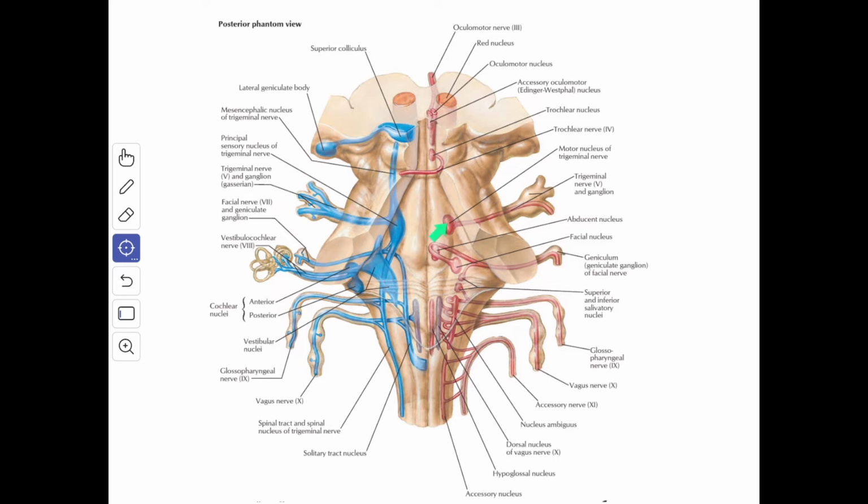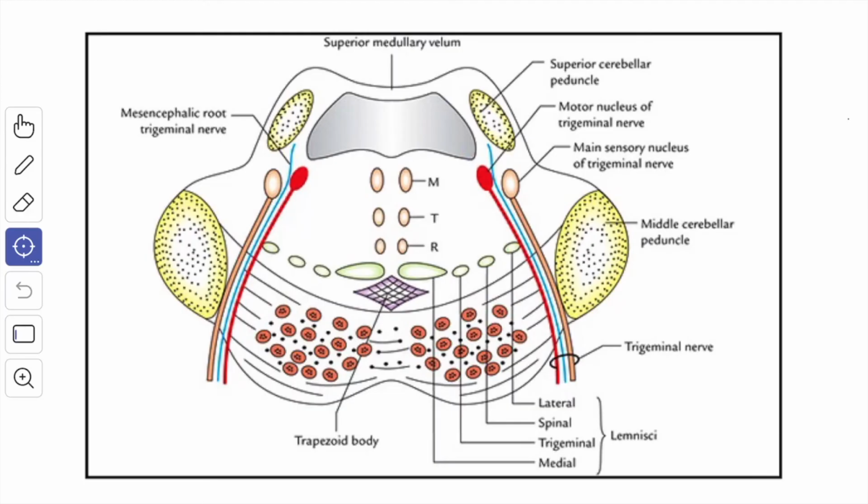The fibers from the motor nucleus constitute the motor root of the trigeminal nerve, which emerges on the ventral aspect of the pons medial to the sensory root. This is the transverse section of the upper part of the pons. Here you can see the motor nucleus of the trigeminal nerve. It is situated in the upper part of the pons in its dorsal region, medial and just cranial to the chief sensory nucleus of the trigeminal nerve.